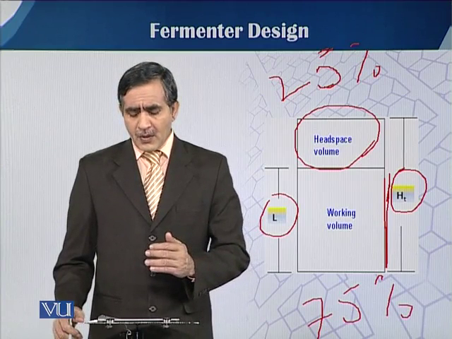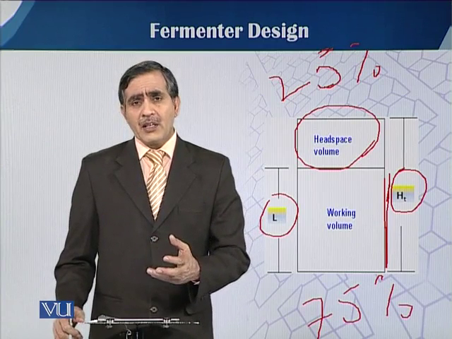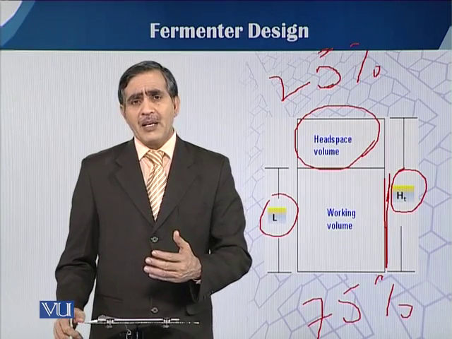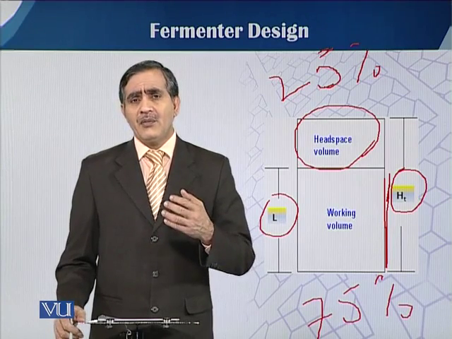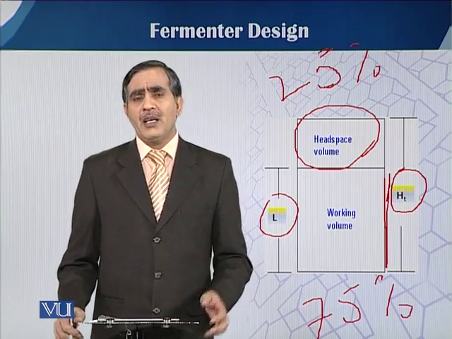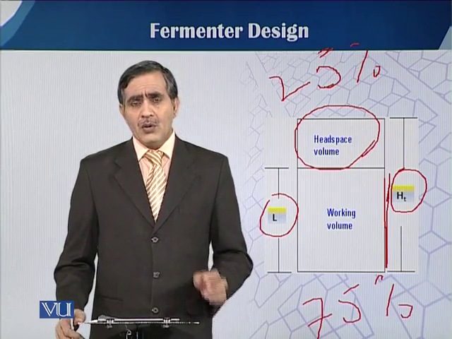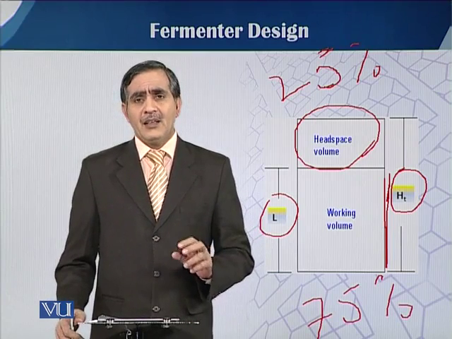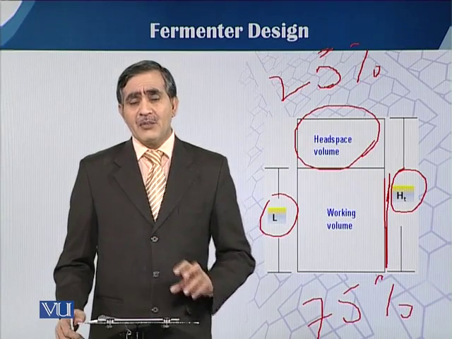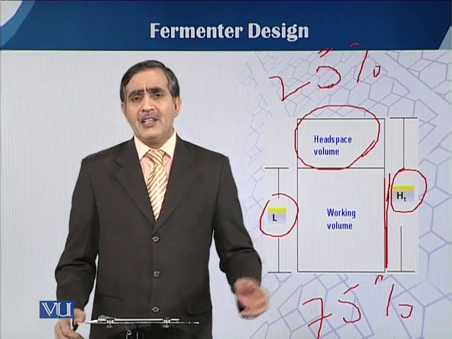HT is the total height of the fermenter, and L is the height of the working volume inside the fermenter. So HT and L are very critical, which we will talk about in detail in later modules.